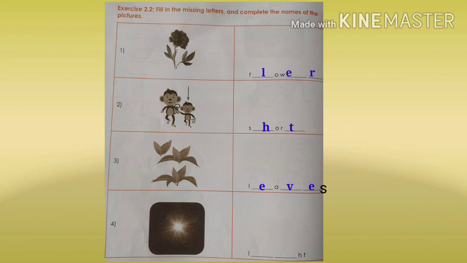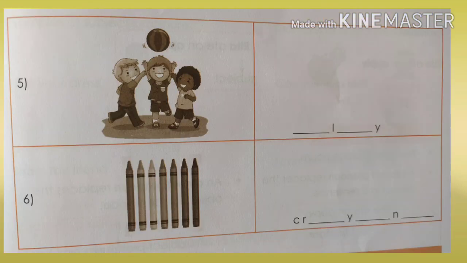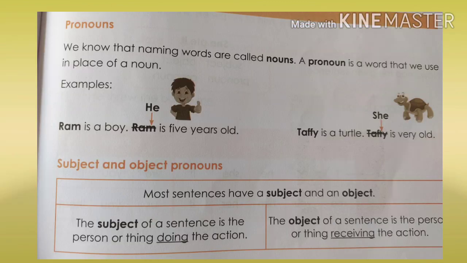Then in the fourth picture we can see light is there. So we have to complete the spelling of light. Then in the next picture we can see boys are playing. So we have to complete the spelling of play. In the next picture we can see crayons are there. So we have to complete the spelling of crayons. Then next is the grammar part.